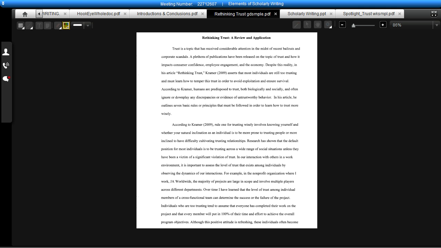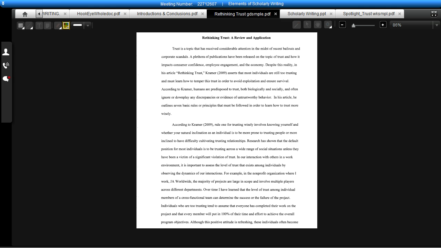Well, if we notice, usually in papers, depending on the assignment's instructions, we wouldn't normally use first person or second person. So in this case, the instructor might have allowed the writer to use I. They are using personal examples to address the issues of trust in the workplace and how Kramer's ideas are reflected personally. So in the nonprofit organization where I work, JA Worldwide, that would be the writer giving a personal example in that case.